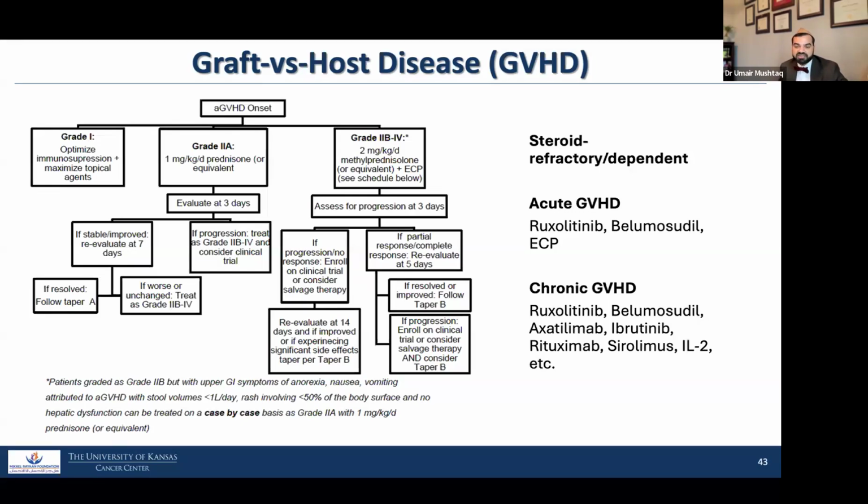axatilimab is a newer drug. It works on the monocytes, macrophages, a CSF1R receptor inhibitor. Ibrutinib, Rituxan, they work on the B cell. So if the underlying mechanism is thought to be antibody mediated, then these can be considered. Low dose IL-2 is immunomodulatory, that can always be considered.